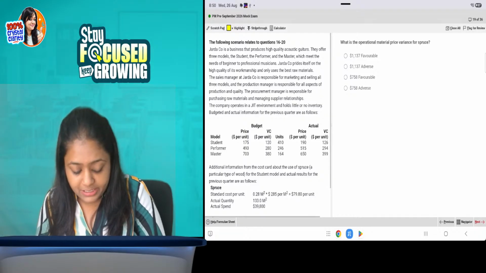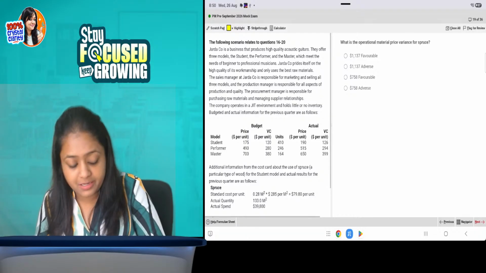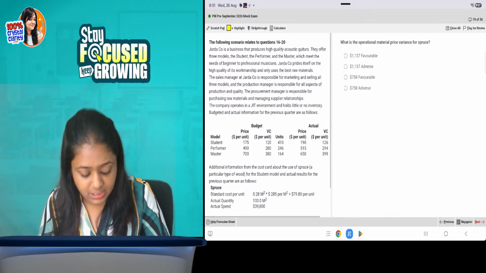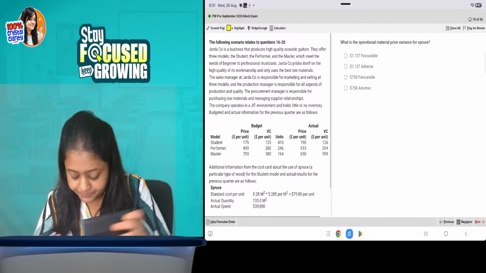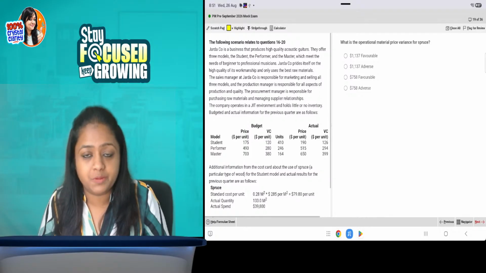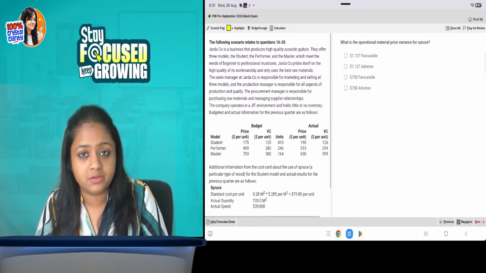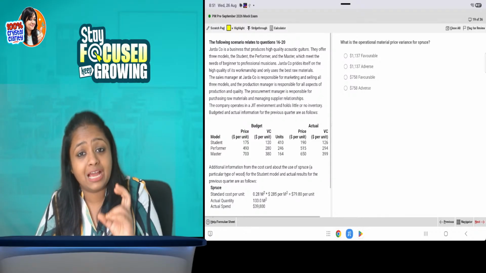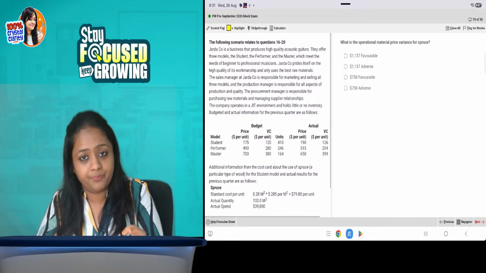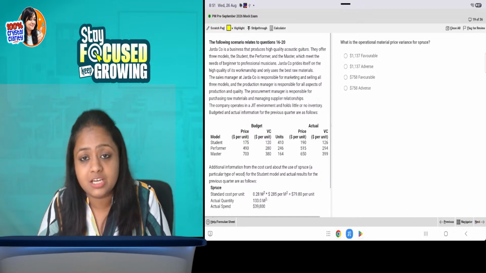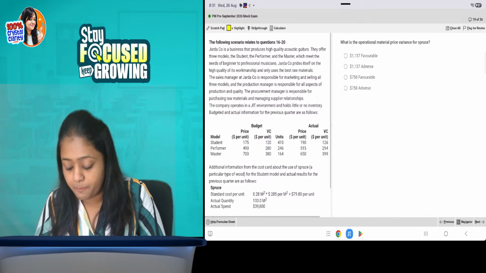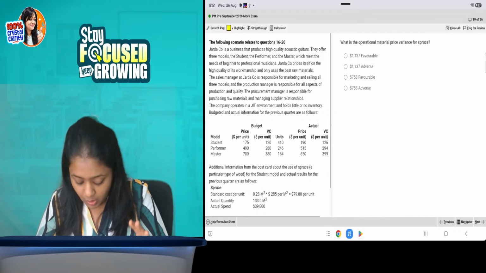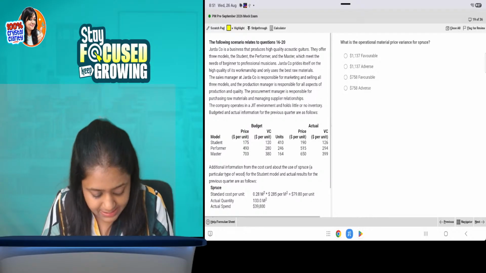What is the operational market price variance for spruce? You can see here a lot of variance calculations that we are doing. How do we calculate market price variance? We take the difference between budgeted and actual price and multiply it with the actual quantity of material. Here the actual quantity of material is 133. Since it is operational, I will take the difference between the revised price and the actual price. Got it? Now what is the revised price given here?